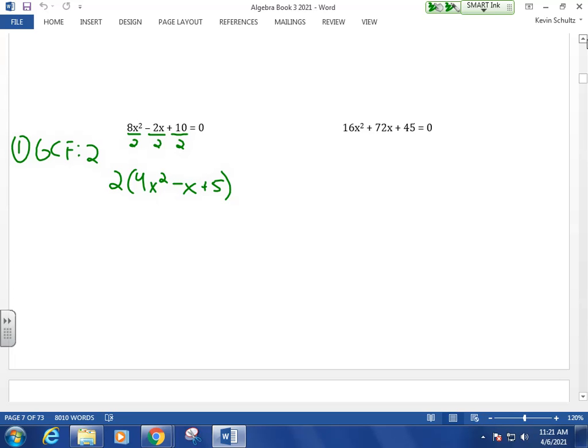So now in steps 2 and 3, kind of that combo platter of multiplying and dividing here, we're looking for a times c, which is 4 times 5. That gives us 20. And so we're looking for two numbers that multiply to equal positive 20, and those same two numbers add to equal negative 1.